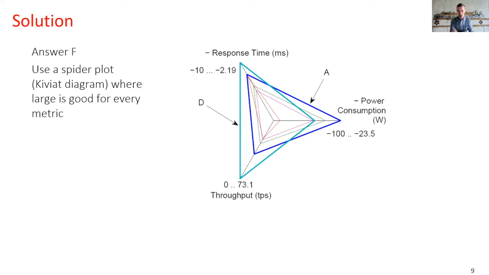Here I'm plotting what is sometimes called a spider plot or a Kiviat diagram. I'm plotting on 3 axes the metric, and here I'm using minus power consumption and minus response time, so that large means good. So a larger value on the power consumption axis means less power consumption. So a configuration that would be optimal is one that would be on top everywhere. There is none. So that's the first take-home message here.